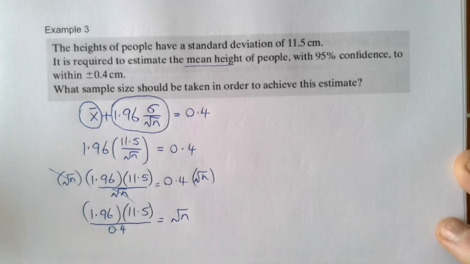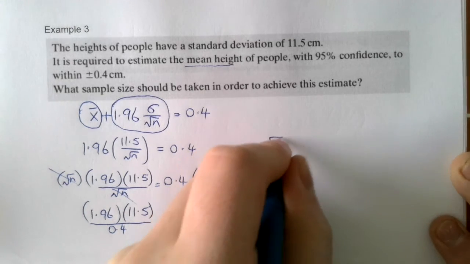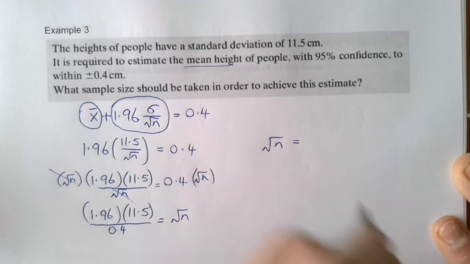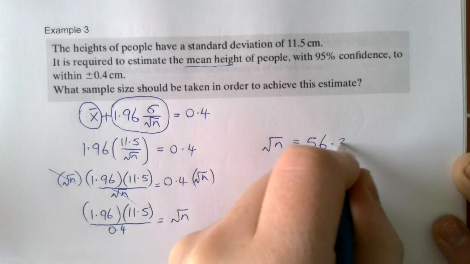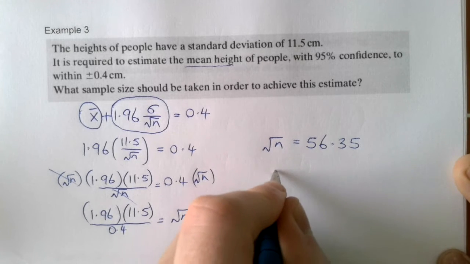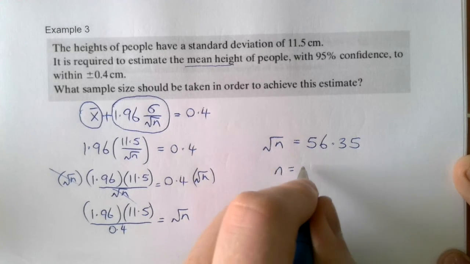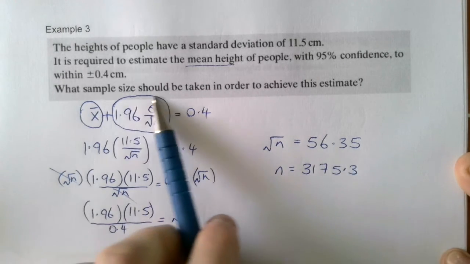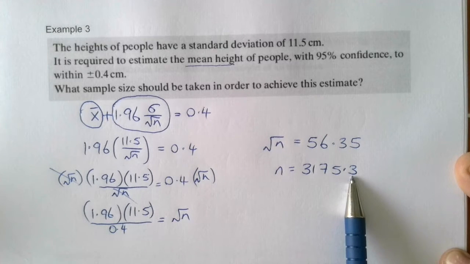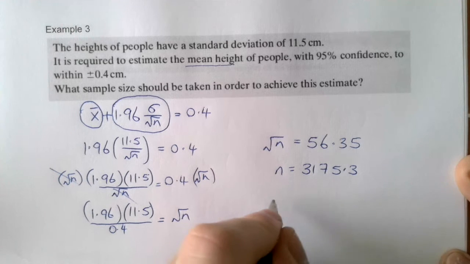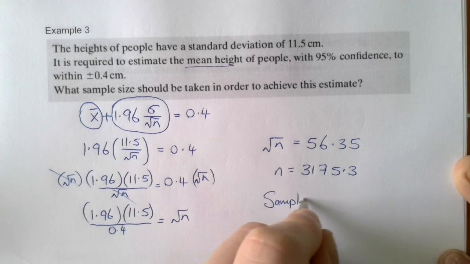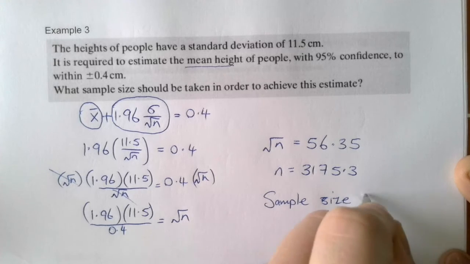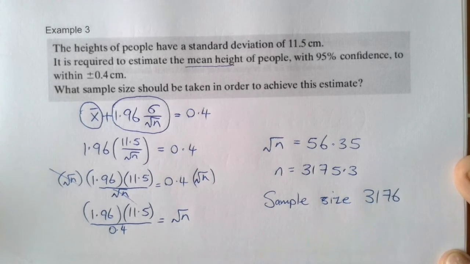So then if we got what the square root of n is equal to, that means the square root of n, if we just put all the other stuff into the calculator, is 56.35. And then we square both sides, so n is equal to 3175.3. Now, we're asked what sample size should be taken in order to achieve this estimate. We can't have a decimal point in that, we're going to have to round it up. We need a sample size of 3176 people. So that's the minimum sample size in order to achieve that target.